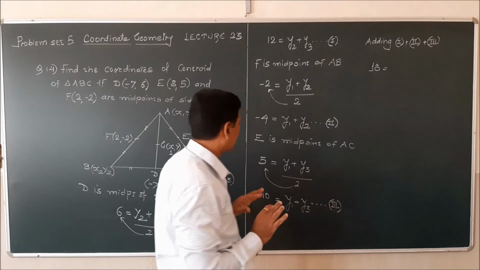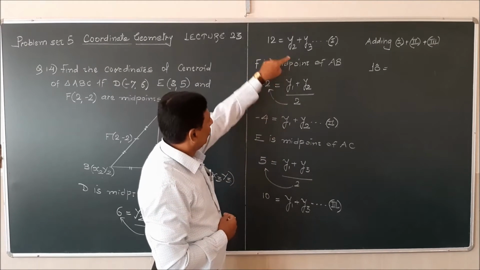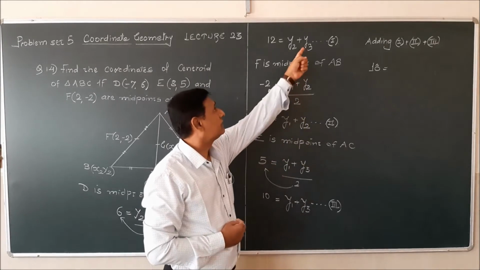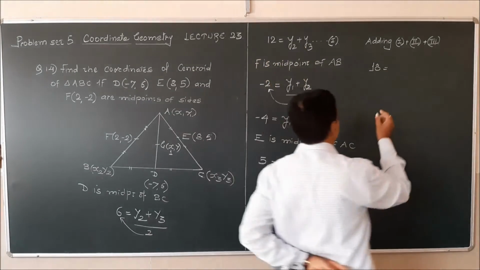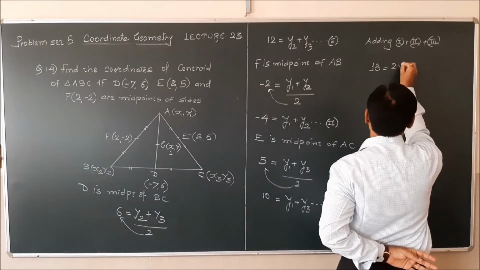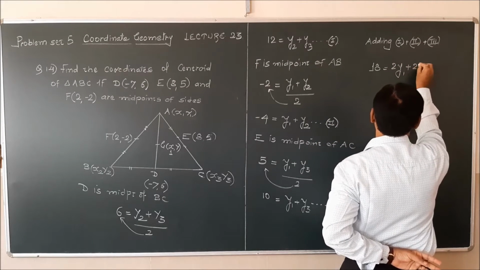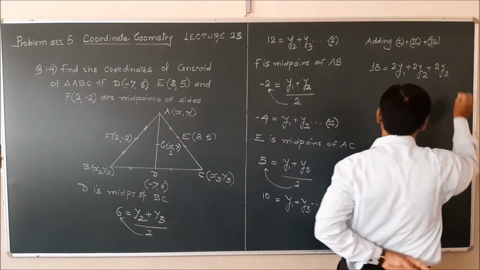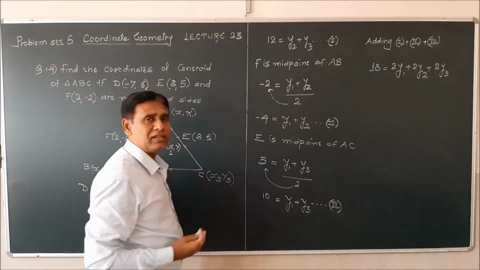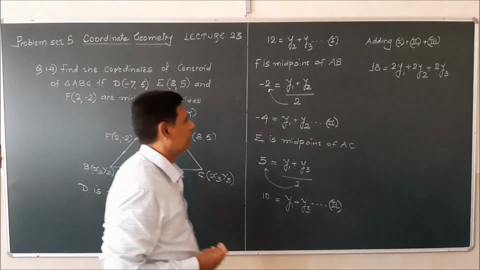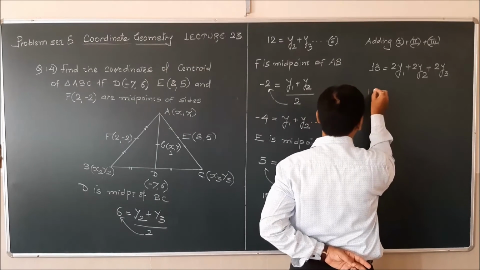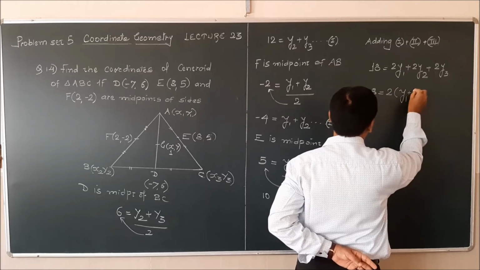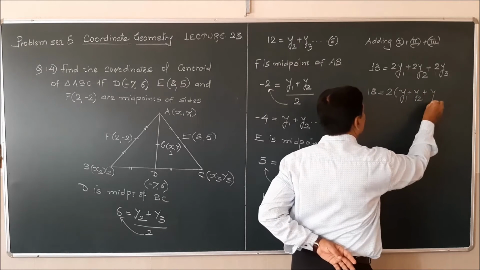So 18 is equal to, right hand side very simple, y1 y1 2y1, y2 y2 2y2, y3 y3 2y3. So on the right hand side 2y1 plus 2y2 plus 2y3. Fine. Taking 2 as common from the right hand side, y1 plus y2 plus y3.